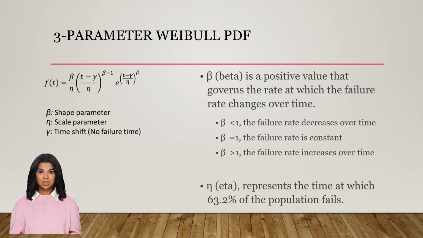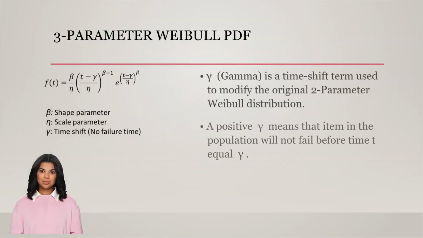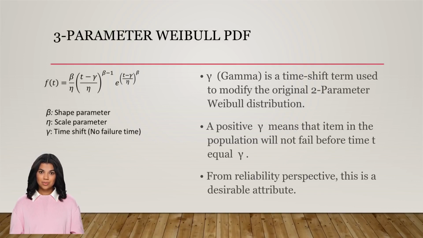Eta, also known as characteristic life, represents the time at which 63.2% of the population fails. Gamma is a time shift term used to modify the original 2-parameter Weibull distribution. If gamma is equal to 0, the 3-parameter Weibull reduces to a 2-parameter Weibull distribution. A positive gamma means that items in the population will not fail before time t equals gamma. From a reliability perspective, this is a desirable attribute.